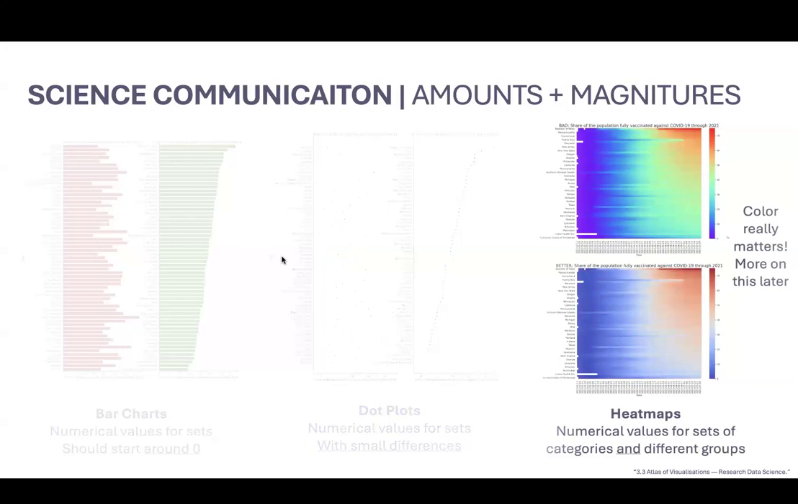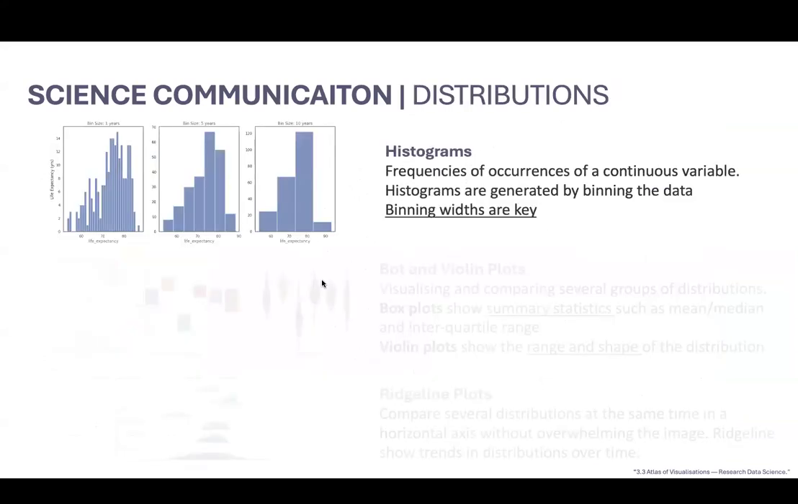Color can also be a really powerful tool. Here it can be used in a heat map, which is how we can communicate numerical values for sets of categories in different groups. However, here we see one rainbow and one more two-tone scale, and more on this later, but rainbows are not always the best way of communicating a progression of data. So this kind of highlights that example.